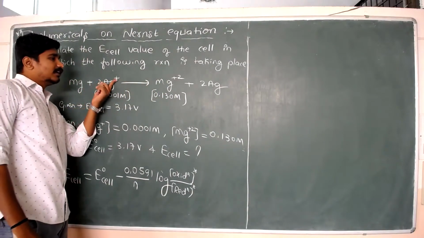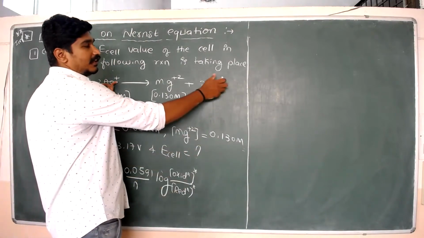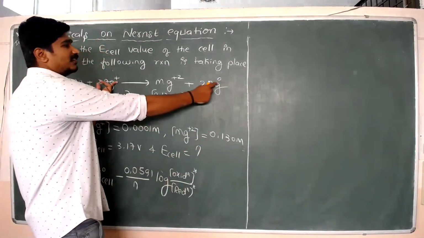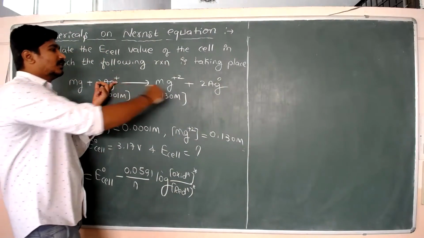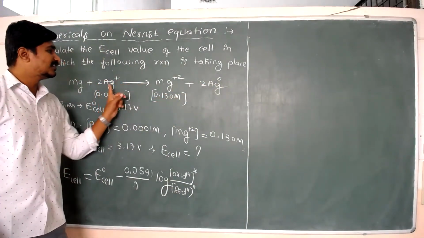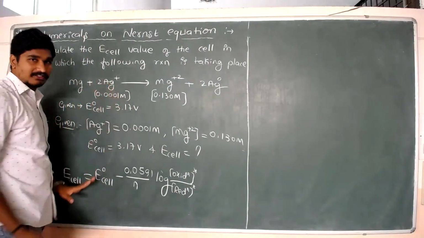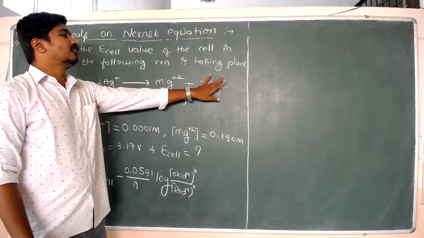Here Ag plus 1 is there, so the oxidation number in the reactant is plus 1. Here Ag with nothing means 0, so the oxidation number is 0. Plus 1 to 0 means the oxidation number is decreasing. Therefore, Ag is undergoing reduction. Means Mg is undergoing oxidation and Ag is undergoing reduction. In this way, you can calculate.